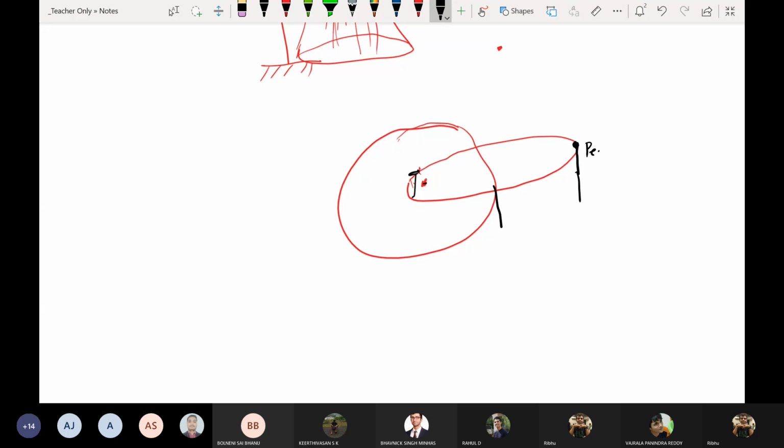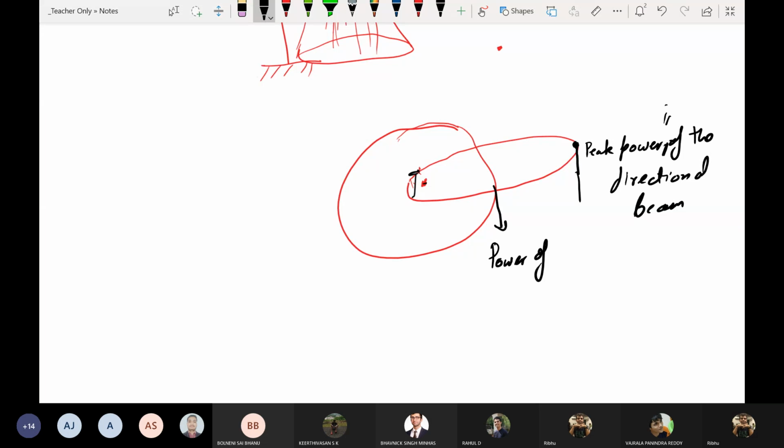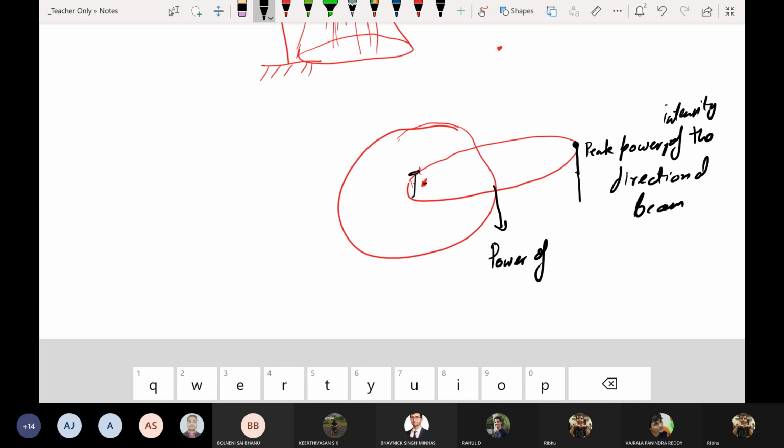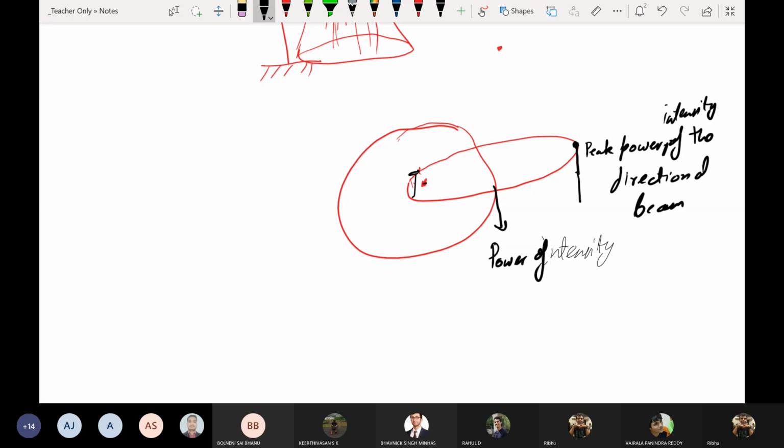So the peak power of the directional beam and the peak power intensity of the isotropic beam.